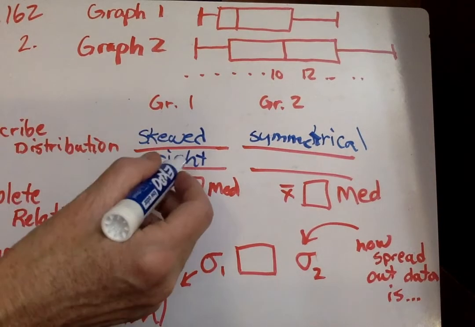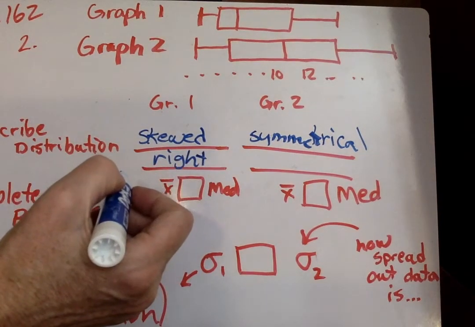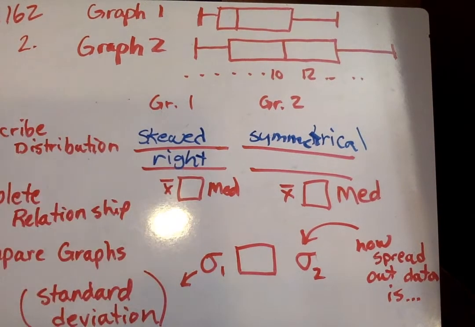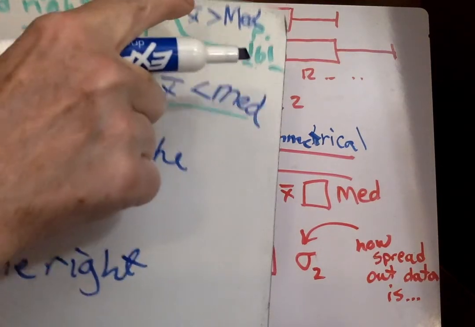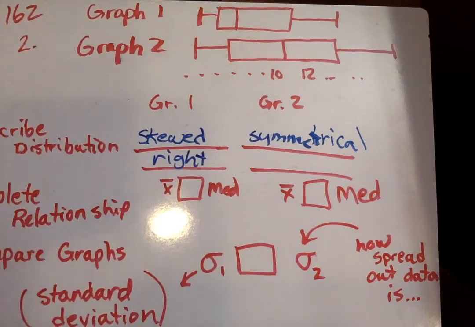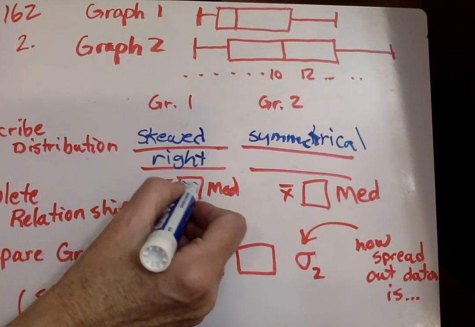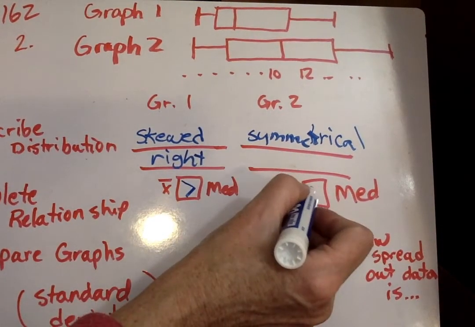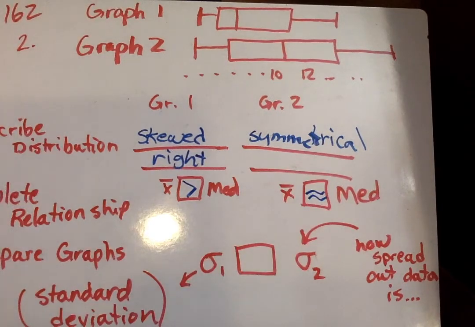Okay, so if it's skewed right, the mean is what compared to the median? If we go back to our skewed relationships here, we go, oh, skewed right, that mean is greater than the median, so that's what we write. The mean is greater than the median. And if it's symmetrical, it's approximately equal.